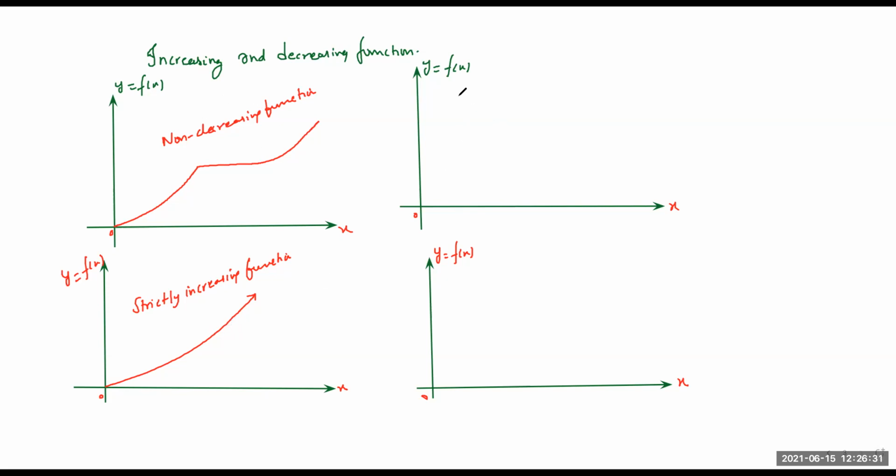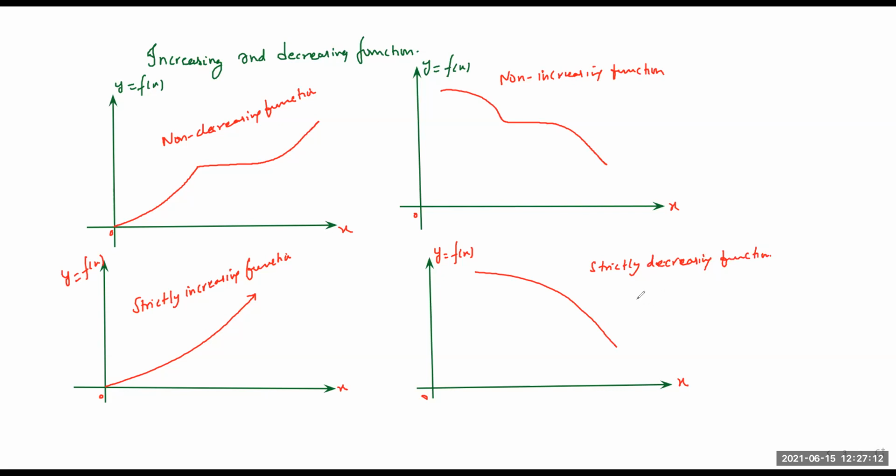Now, similarly, we can do something like this, like a roller coaster ride. In this water park ride, you can see something like this. This is called a non-increasing function. But if I draw something like this, this is called a strictly decreasing function.